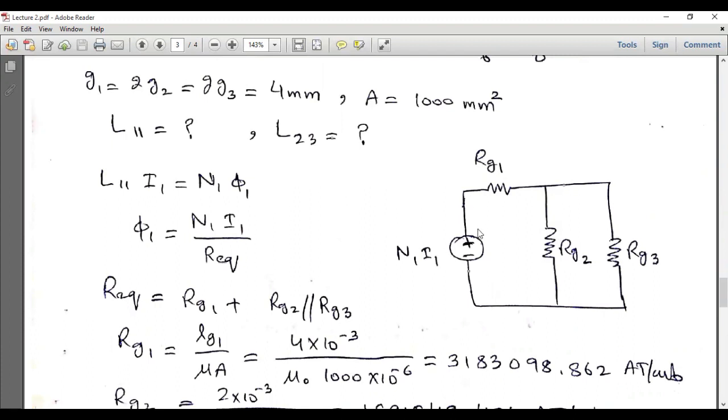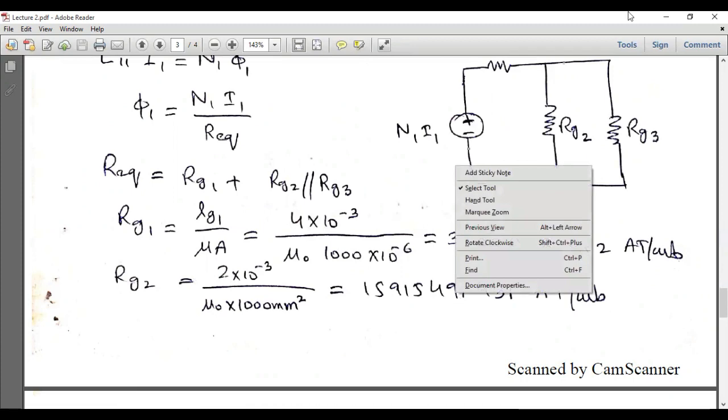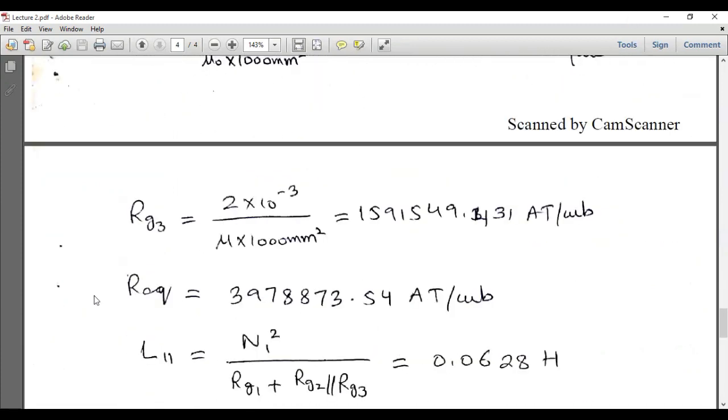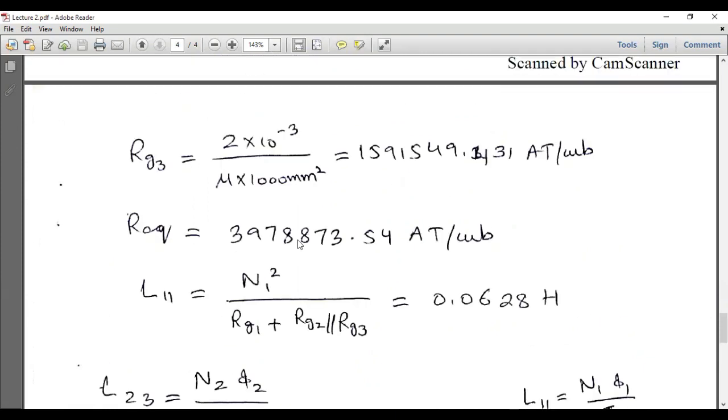So R equivalent will be calculated first, since the source is connected over here. These two reluctances are connected in parallel and their combination is connected in series. So this will be the R equivalent in this case. And now we will calculate RG1, and it will be given as this number, and RG2 is given as this number. So this is RG3, and R equivalent can be calculated using this combination, and then we can easily calculate the self-inductance of winding 1.